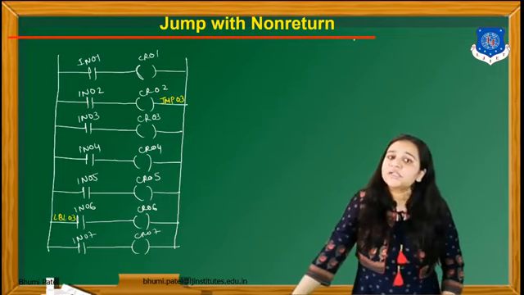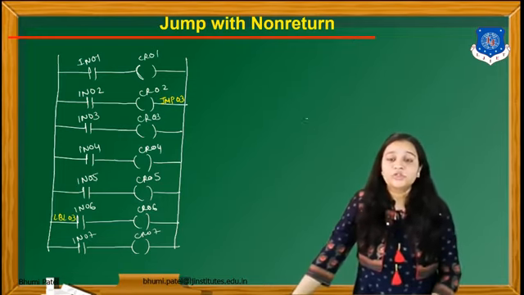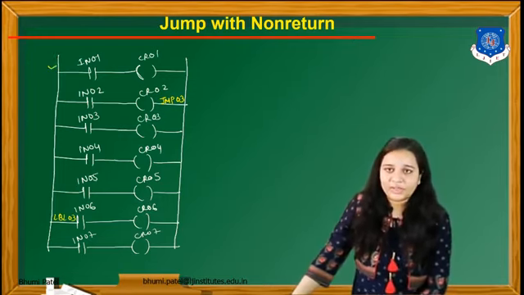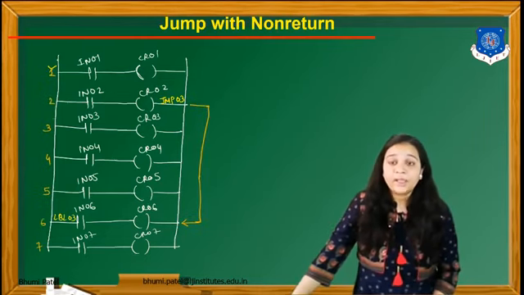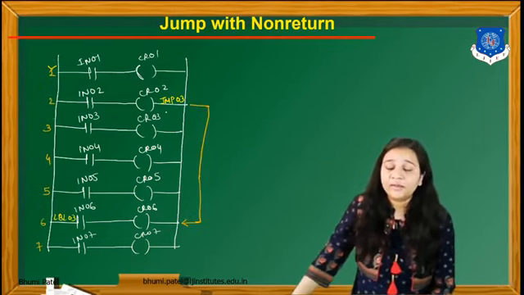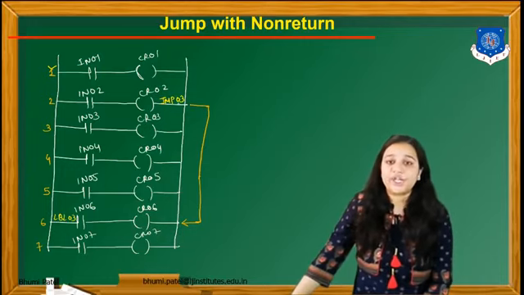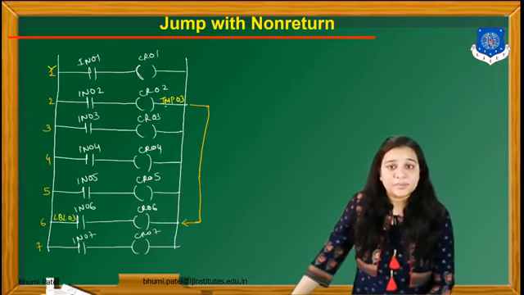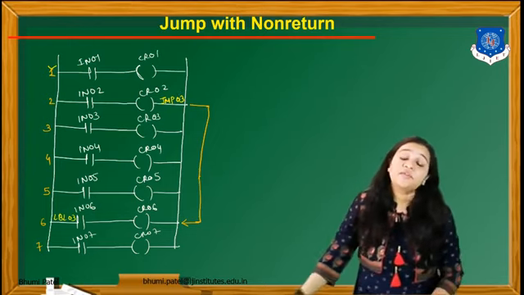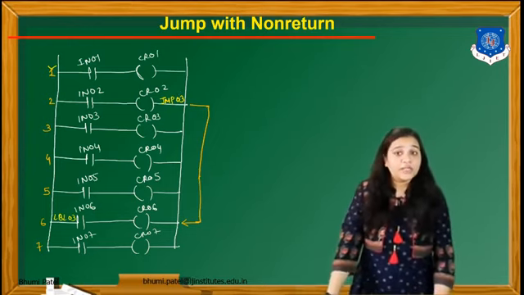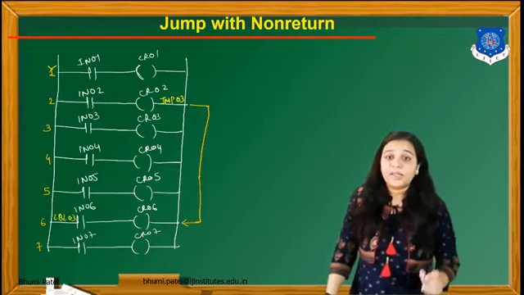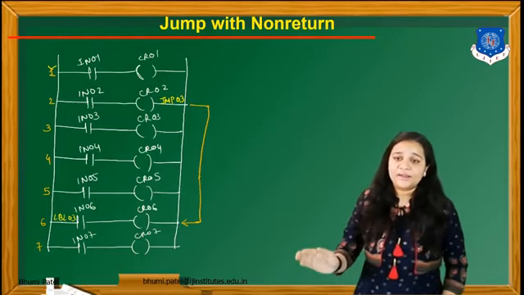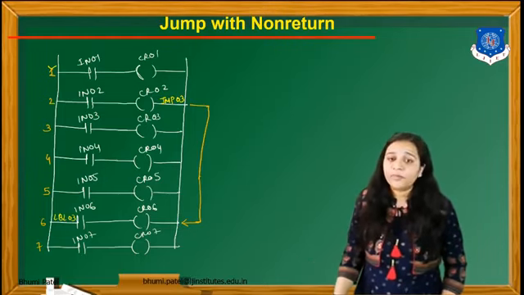Now in the jump function there are three types. The first one is jump with non-return. Here the first rung will be executed as it is, and the second rung will be executed. In the second rung, the instruction JMP 03 is written. That means it will jump to a particular location. At which location will it jump? The number given is jump 03, that means the label 03.